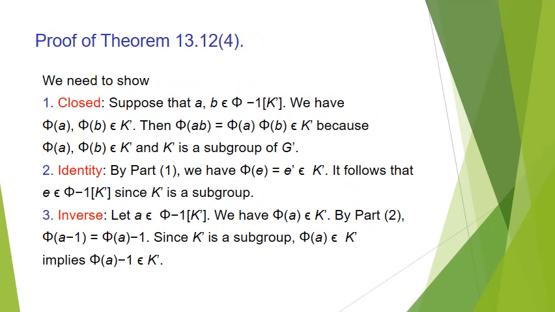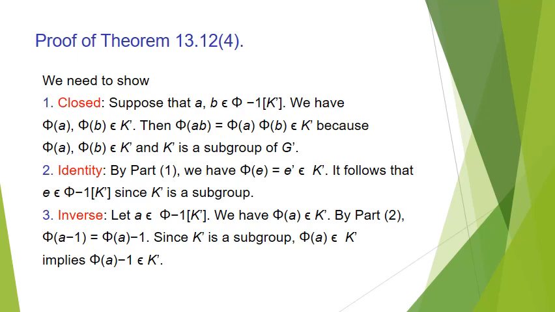So let's go to the number 4 theorem. In our proof, we need to show first that it is closed. So suppose that a, b are elements of P inverse of K prime. We have P(a) and P(b) are elements of K prime. Then P(ab) is equal to P(a) times P(b), which is an element of K prime, because P(a) and P(b) are elements of K prime and K prime is a subgroup of G prime. So it is proved in our theorem that it is closed.